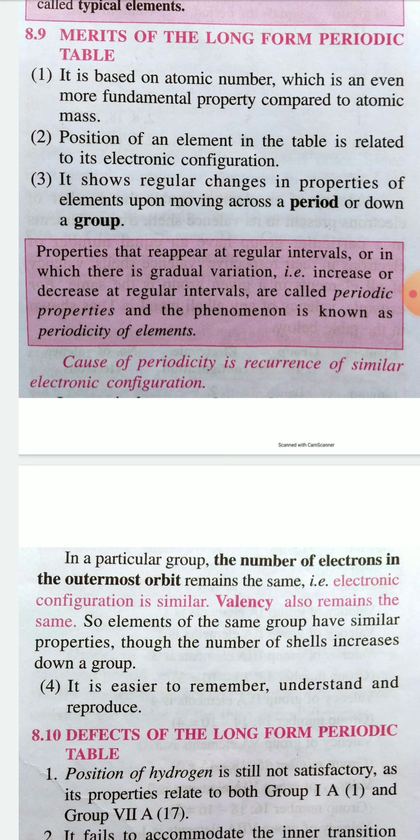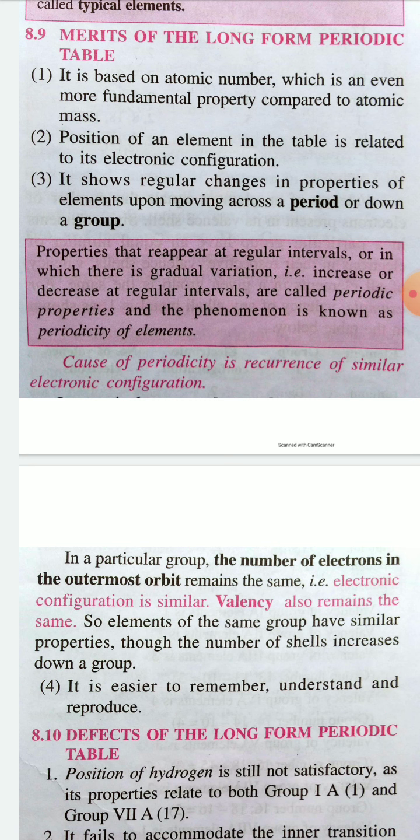In the previous video, I have told that first Mendeleev made the periodic table on the basis of atomic mass, which later changed, and the modern periodic table was formed by scientists Niels Bohr and IUPAC. In the modern periodic table, elements are arranged on the basis of their atomic number, which is a more fundamental property compared to atomic mass.